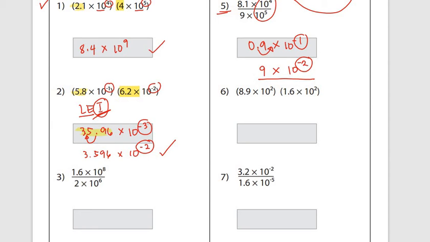Number 6, 8.9 times 10 raised to 2 times 1.6 times 10 raised to 2. Numerical factors, my dear students, so we'll have to multiply 8.9 times 1.6. That's going to give us 14.24 times 10 raised to, look at the exponents, add them. So 4. Now 14.24 right here is greater than 10.